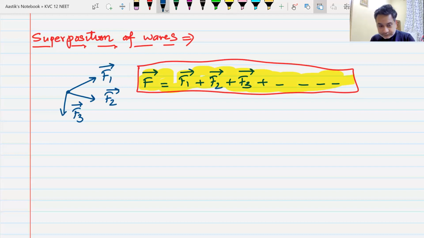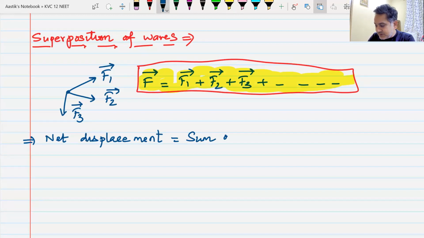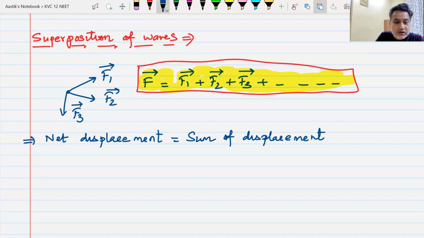If I have two or more waves which are traveling in the same medium, the net displacement of the particle is equal to the sum of displacement produced by all the waves. This principle is known as the principle of superposition of waves. So what do you understand by superposition of waves?